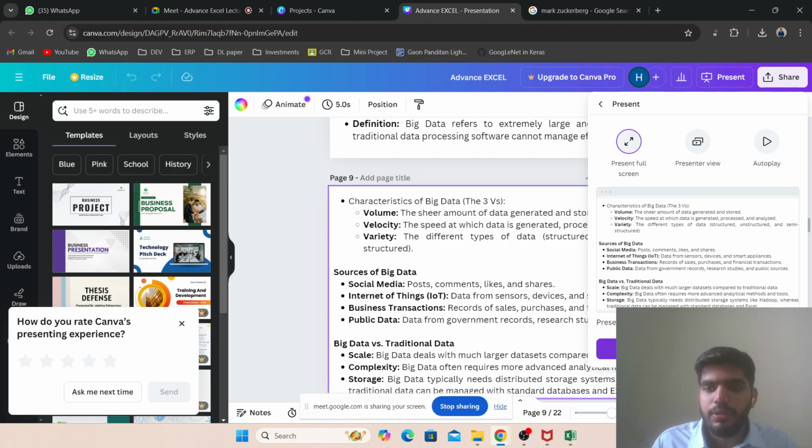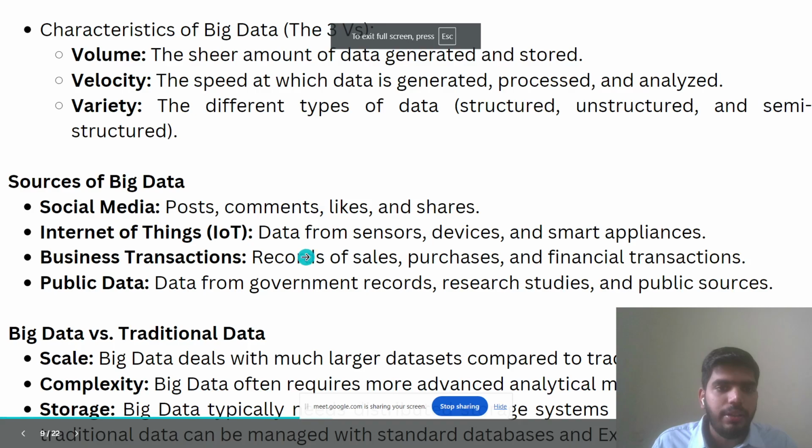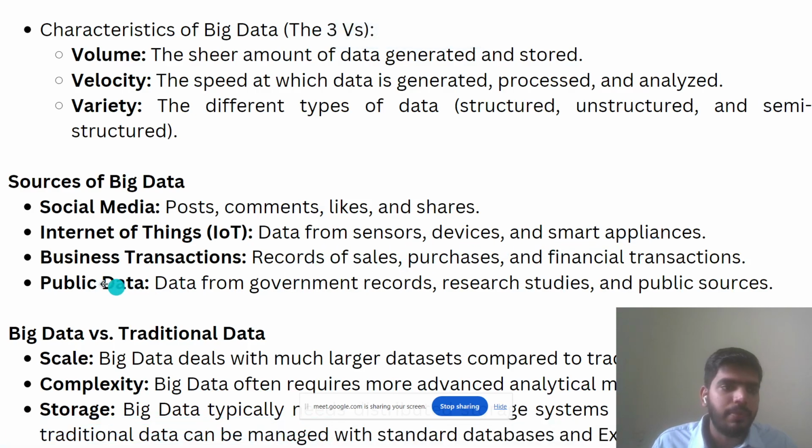Let me come back to this. IoT: data from sensors, devices, and smart appliances. Then we have business transactions: records of sales, purchases, financial transactions, like in our college we have an ERP system. So that would be a source of big data. Our college wouldn't have very huge data because we have around 2,000 students. But Mumbai University would have huge data. Can you imagine how many lakhs of students are studying in Mumbai University? You all are students of Mumbai University, so that university data would be very huge. And then there is public data available from the government, research studies and public sources.